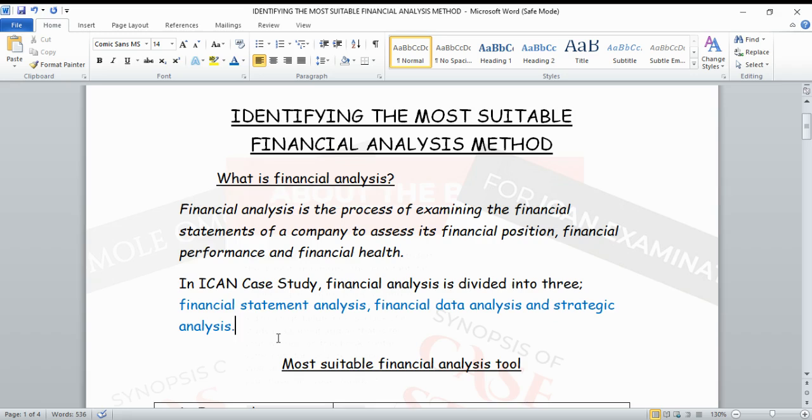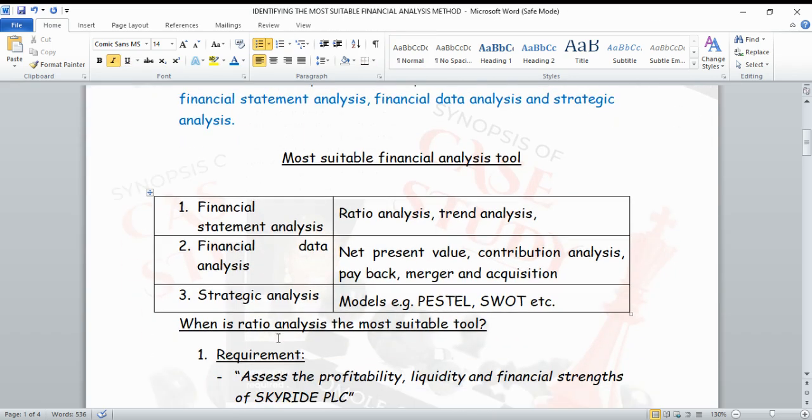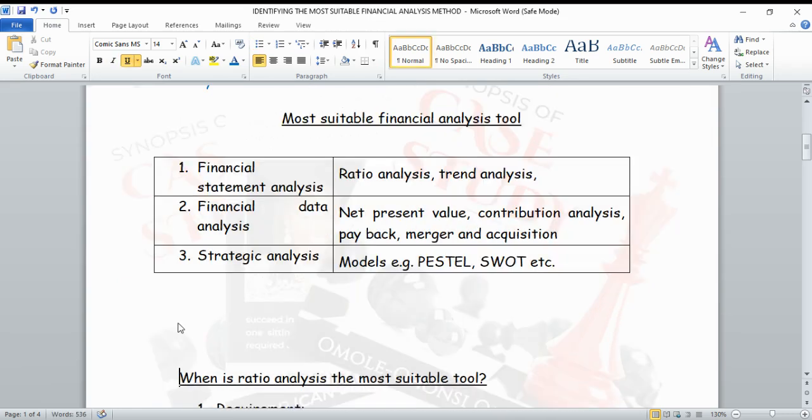So today's class, we're going to be talking about how to know the suitable analysis tool. If you are doing a financial statement analysis, how to know which tool to use. If you are required to do financial data analysis, how to know which tool to use. And the strategic analysis as well, how to know the tool to use. That's basically what we're going to be talking about in today's class. I'm actually very excited. I hope you are as excited as I am. All right. So now the most suitable financial analysis tool. Before we start, I'll tell you all the possible tools for each situation.